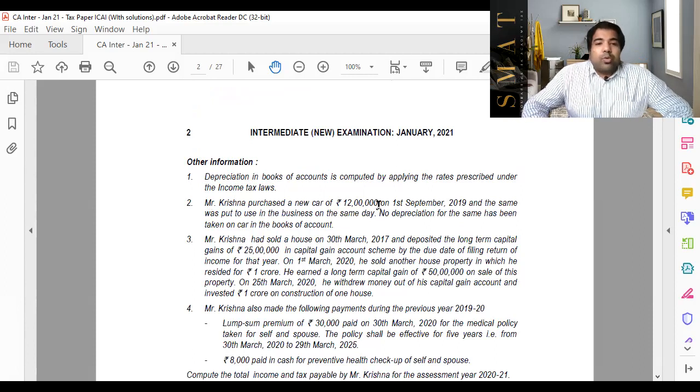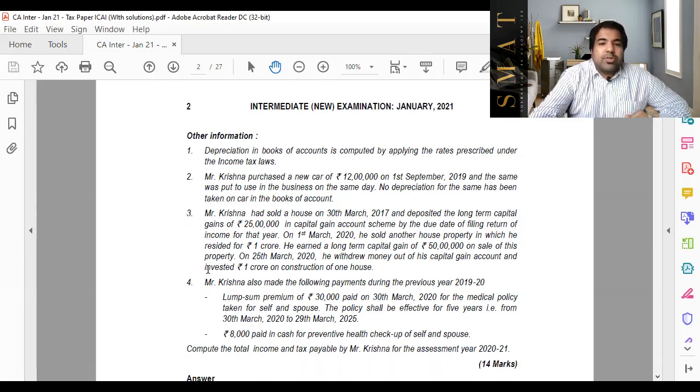Mr. Krishna purchased a new car of 12 lakh on 1st September 2019 and the same was put to use in the business on the same day. 1st September basically means you'll get the full year's depreciation. Guys, this question is for last year, that is financial year 19-20, in which motor cars had a double depreciation because they wanted to encourage people to buy motor cars, etc. So hence this is not applicable to your year. But here, guys, just understand if no depreciation for the same has been taken, then you have to take depreciation on cars at 15%. So 15% for the entire year, 12 lakh into 15%, you'll have to take as depreciation.